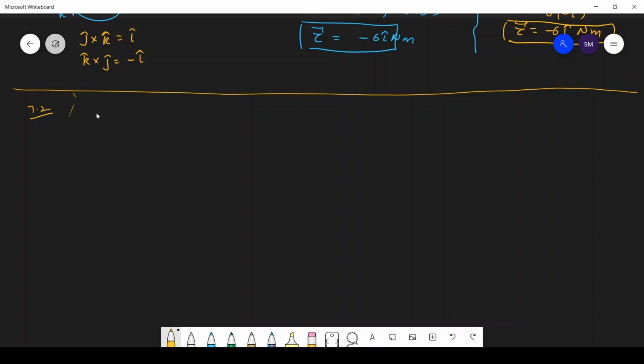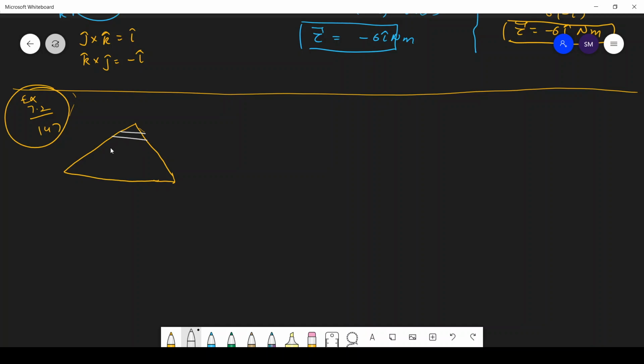Example 7.2, NCERT page number 147. If you watch the previous video and today's class, in these two classes almost your whole syllabus is revised. So we have a triangular lamina. A lamina is a 2D closed figure made normally with a metal sheet. So we have to find the center of mass of this triangular lamina.